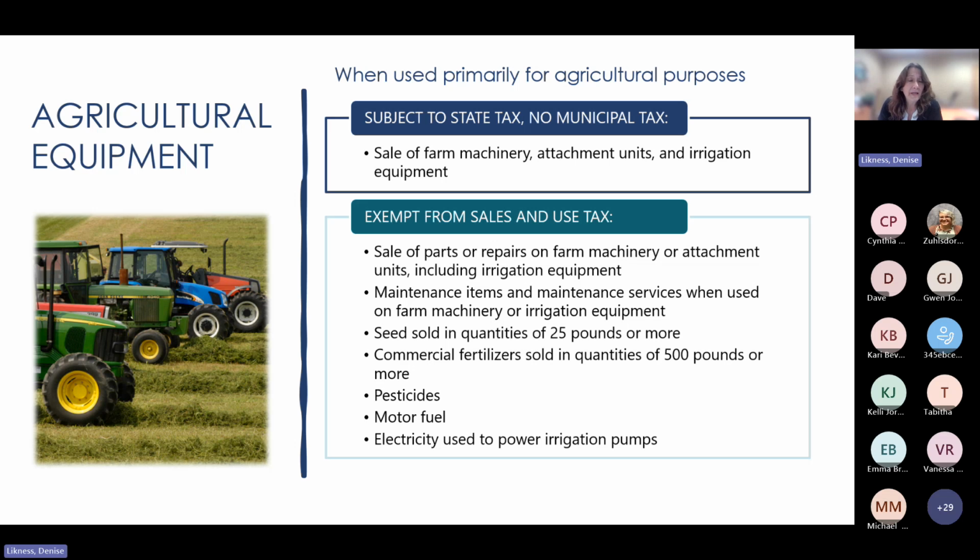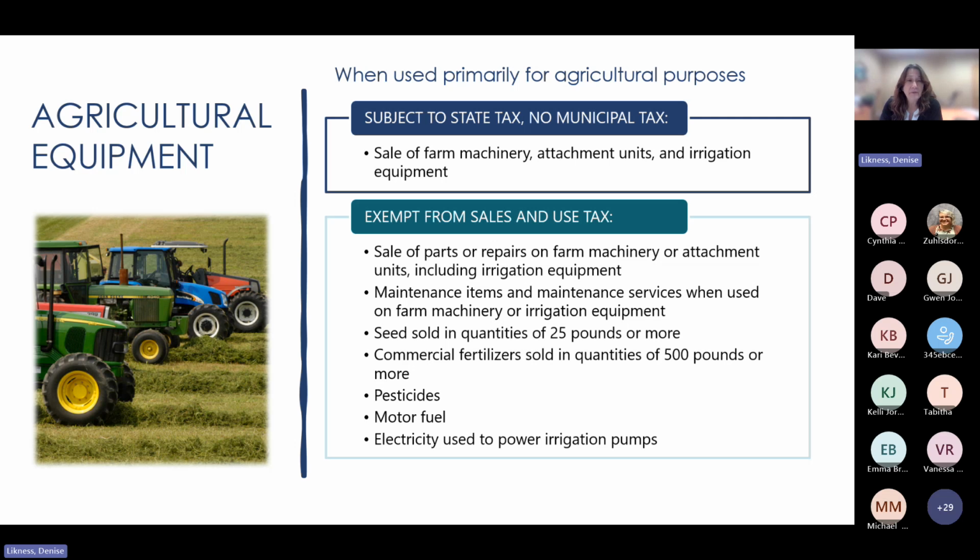Here we got ag equipment. This is a good thing. Ag equipment is subject to sales tax, state tax, no city tax. We went over that. That's basically farm machinery, attachment units, and irrigation equipment when it's primarily used for ag purposes.